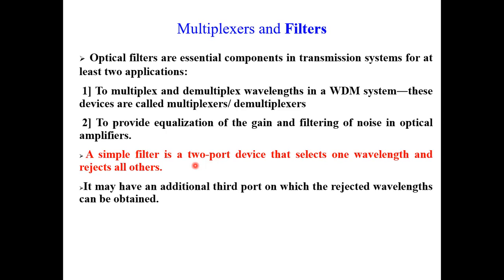Suppose for somebody the rejected wavelength is useful. So what we do is, the last line, just pay attention: we might have an additional third port on which the rejected wavelength can be obtained. So this is something we can use later on. That rejected wavelength might be useful for somebody else. For my present condition, I am selecting one particular wavelength, so I'm filtering out the others. But where does that go? I can make all those rejected ones available at one particular port, and if somebody needs to use them, they can. So this is something different that we are doing in case of a filter.